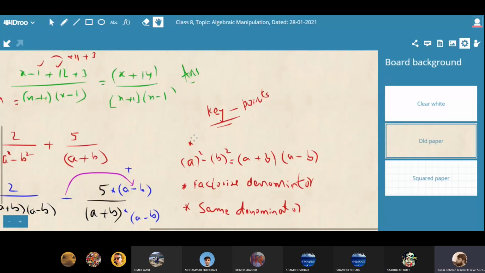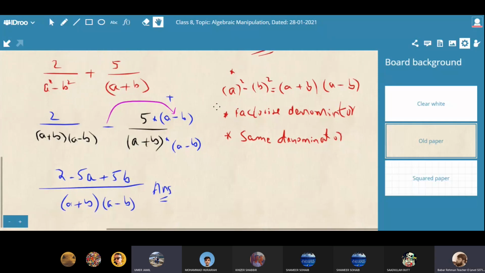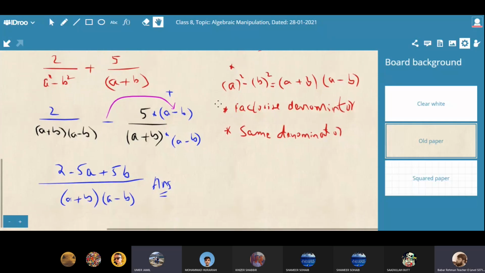Sir, your voice is breaking. Sir, wait one minute, can you stay in this position so that I can write down the key points? Yes, yes, you start writing the key points.